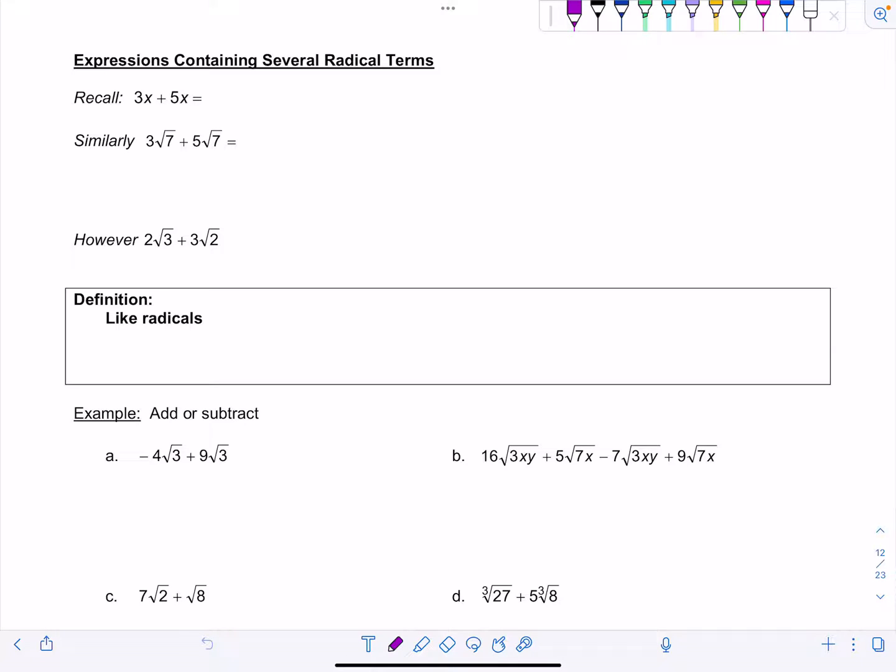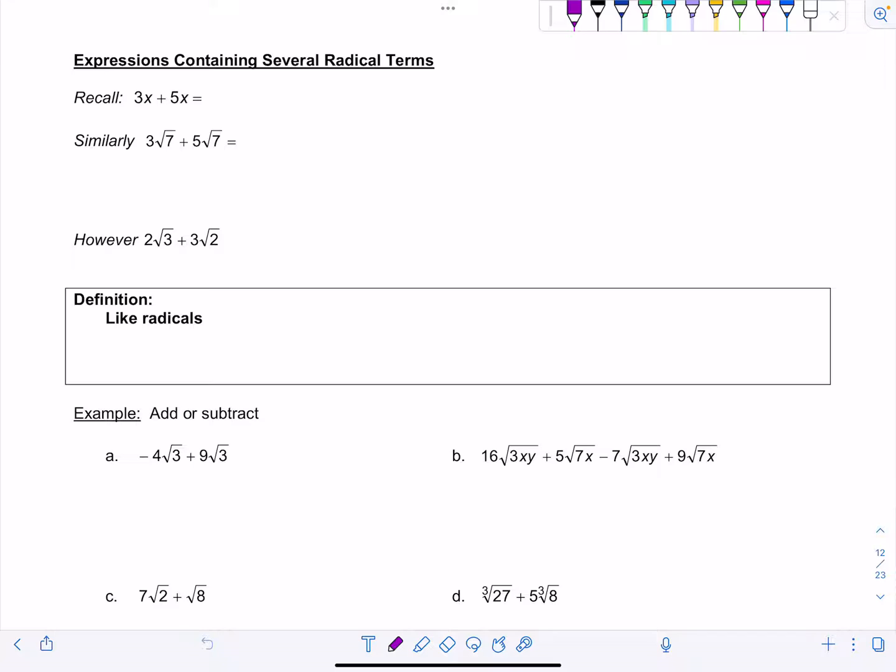This is video lecture number 36 for intermediate algebra on expressions containing several radical terms. Before we talk about how to simplify radicals using addition or subtraction, I want you to think back to when you first started combining like terms.